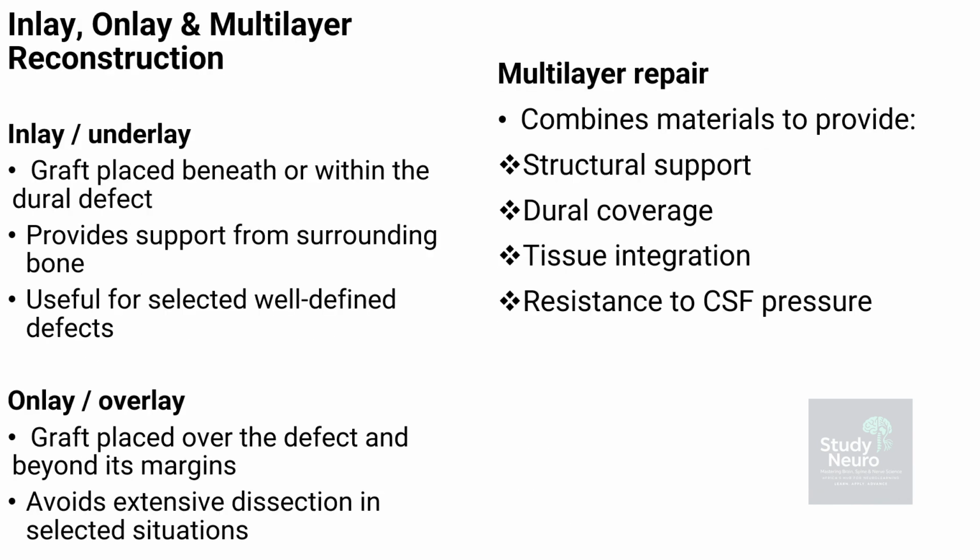The reconstruction can be designed in several ways depending on the anatomy. With an inlay or underlay repair, the graft is positioned beneath or within the defect and supported by the surrounding skull base. An onlay or overlay places the graft over the defect and extends beyond its margins. For larger or higher flow defects, several layers may be combined so that each component contributes something different, such as structural support or tissue integration. A multi-layer reconstruction might therefore combine structural material, a fascial graft, and vascularized tissue. The repair should match the demands of the defect.